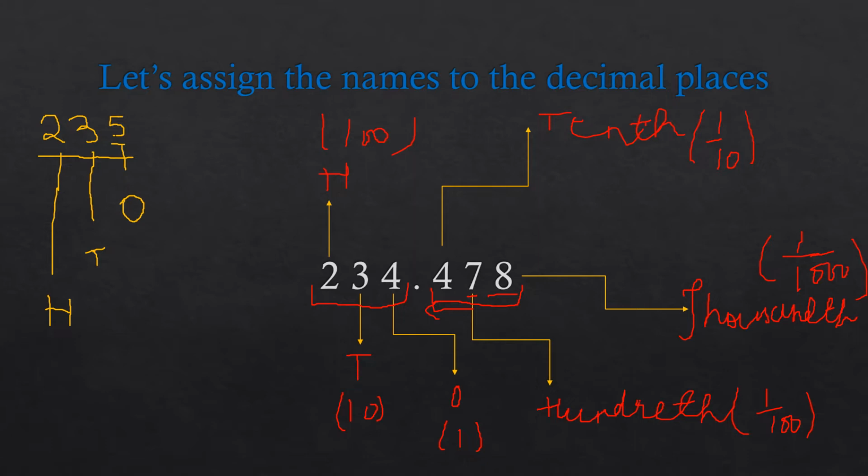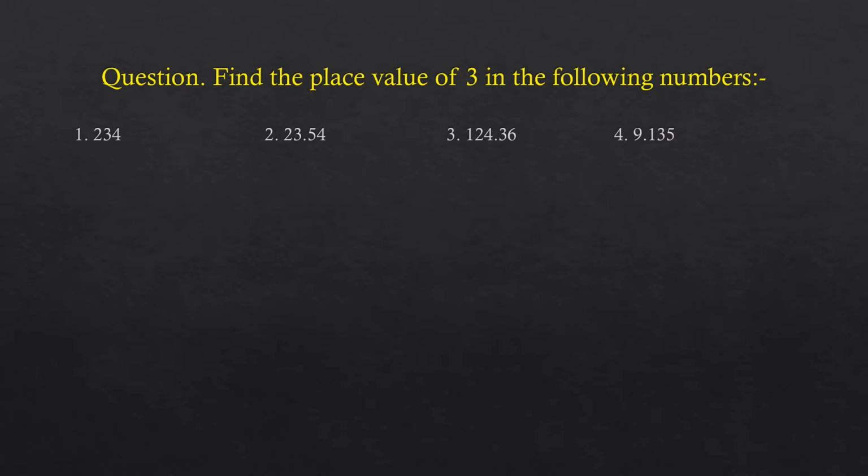So let's proceed now. Next we are having the question: find the place value of 3 in the following numbers. We are given 4 numbers here, and in every number we have to find out the place value of 3. In every number you can see we are having 3, right? In the second number 3 is at ones place, in the third number it is at tenth place, and in the fourth number it is at hundredth place, right?